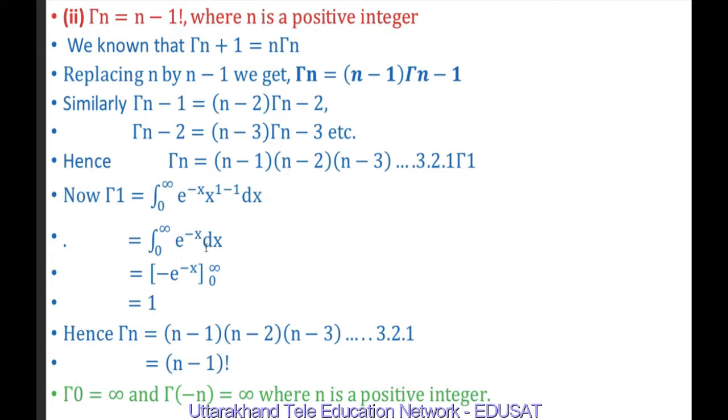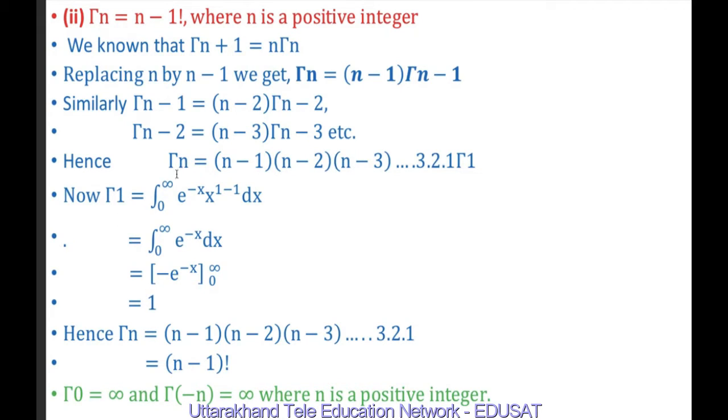If we integrate it, integration of e raised to power minus x is e raised to power minus x upon minus 1, so minus e raised to power minus x. Limits are from 0 to infinity. If we substitute upper limit, e raised to power minus infinity means 1 upon infinity, which is 0. Lower limit, e raised to power 0, which is 1. So upper limit minus lower limit, and we have minus here also. So we will be left with 1 only. So gamma 1 is 1.